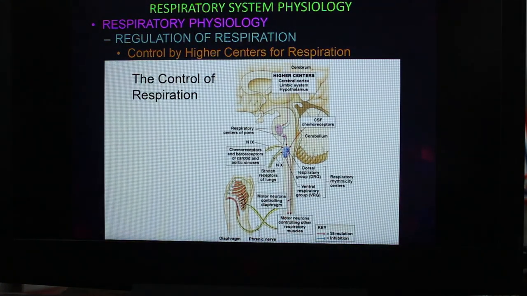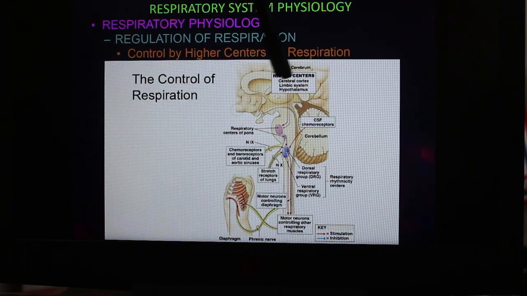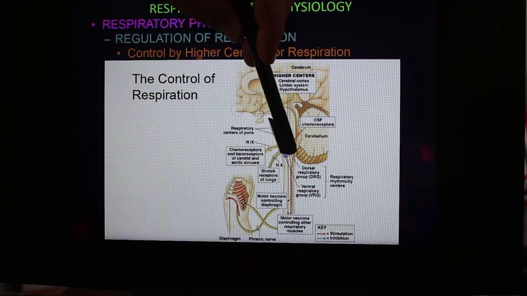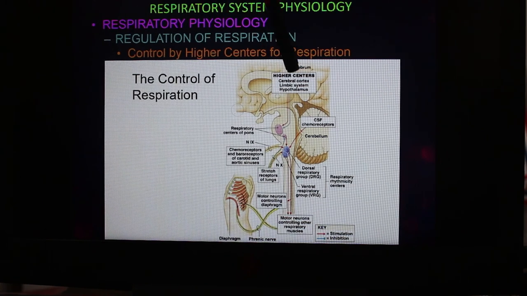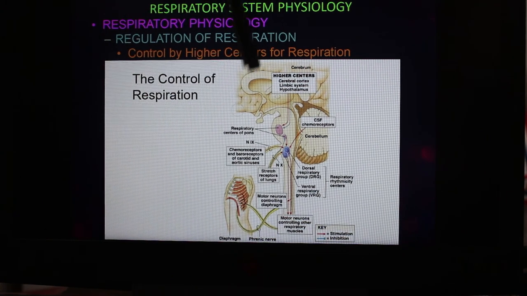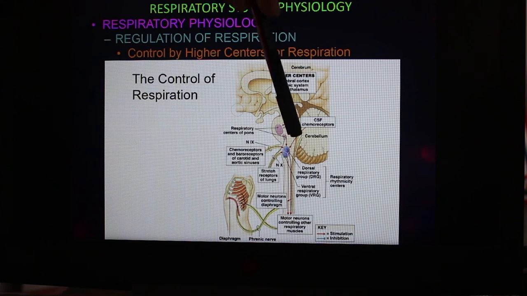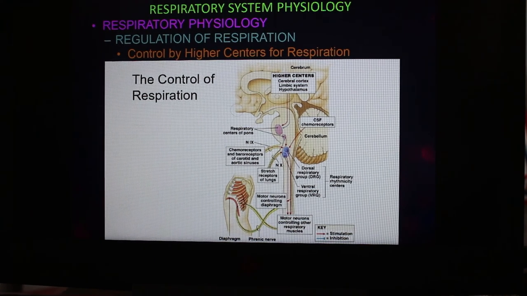Now, the higher areas for respiration control are the cerebral cortex, the limbic system, and hypothalamus in the brain. And this is the cerebellum, this is the pons, this is the medulla area of the brainstem. So respiration is mainly controlled, of course, by cerebral stimuluses like speech and singing, etc. But the main control of the respiration is at the brainstem, which includes the medulla oblongata and the pons of the brainstem.